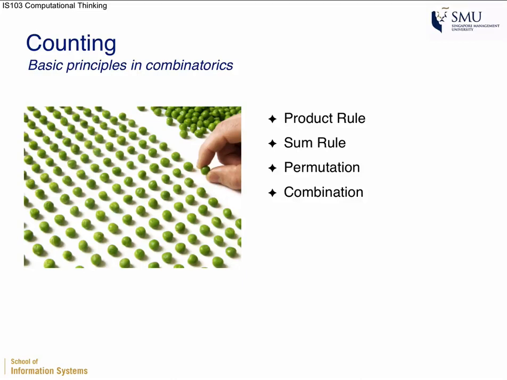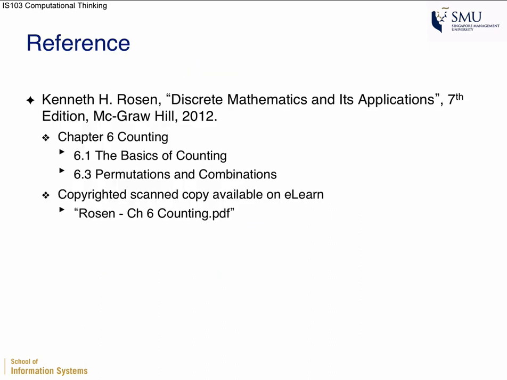So in this video, we are going to discuss the second part of counting, which includes the two concepts of permutation and combination. So again, the reference can be obtained from the following chapter in a textbook, which is provided to you on eLearn. In particular, for permutation and combination, it can be found in section 6.3.